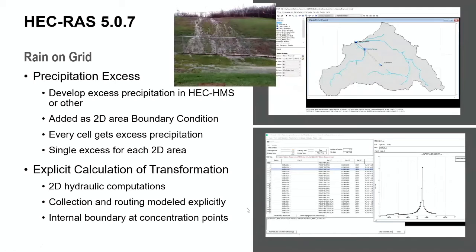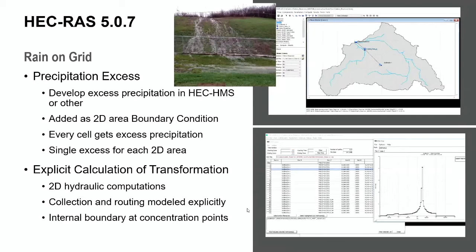Rain on grid. So why are these 2D models important? What are we doing with this new capability? We can actually use a rain on grid simulation in RAS 5.0.7. We take what we call the precipitation excess. Now that is the rainfall after all of the losses have been applied to it. So at this point in time with 5.0.7, you have to develop that excess precipitation in another software such as HMS. You have to compute your losses through HMS or other.